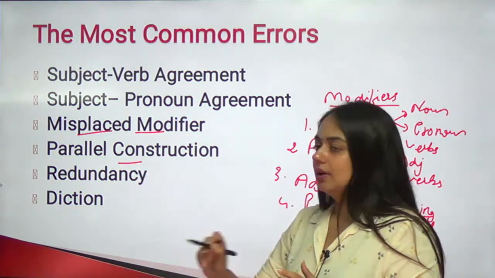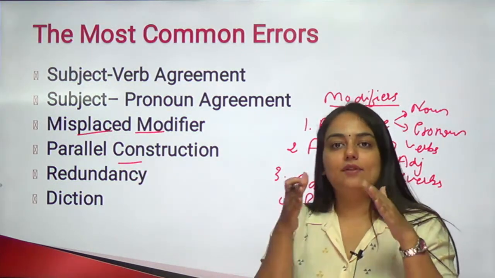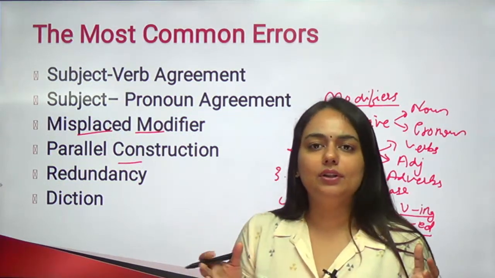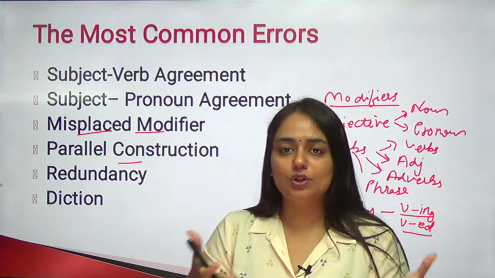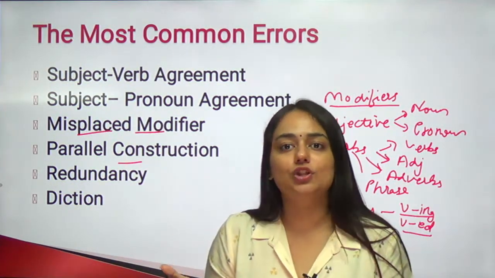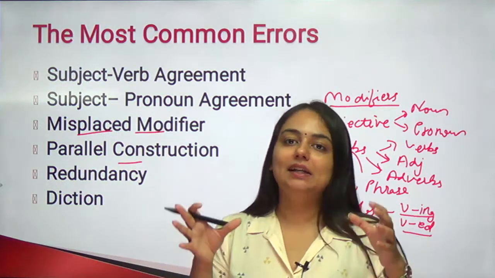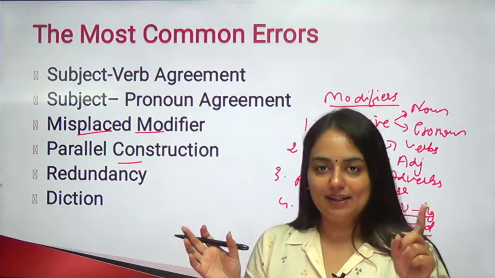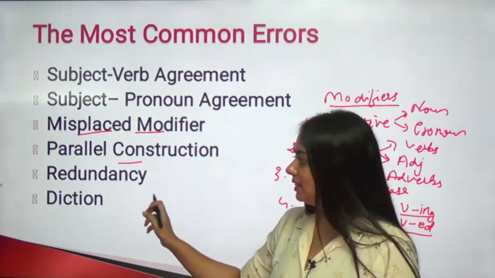Parallel construction. Parallel, just like parallel lines never intersect each other, the distance is always equal. You can say in grammar there are certain grammatical units which go parallel to each other in a way that their grammatical structure will be same. So grammatically their role and structure in the sentence is same. You just have to make sure that they are parallel. We'll learn this with example.